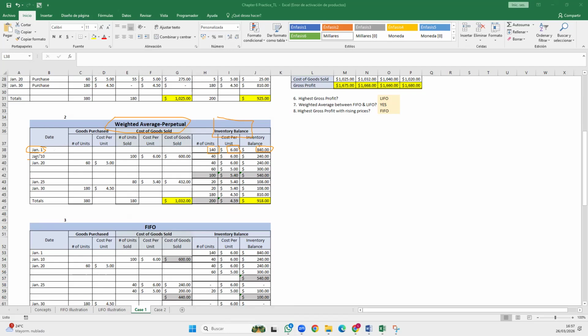And then look at that, January 10th. January 10th is a sale. How do you know? How do you recognize it's a sale? Or how can you record that it is a sale? A sale is, of course, built into cost of goods sold because it's sold. You're selling something. You're selling merchandise inventory.